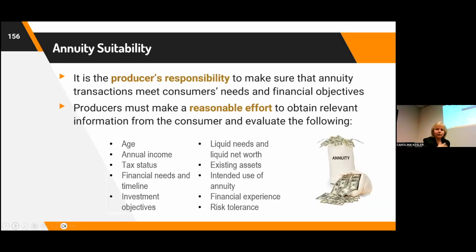It's the producer's responsibility to make sure that the annuity transactions meet consumers' needs and financial objectives. Producers must make a reasonable effort to obtain relevant information from the consumer and evaluate their age, annual income, tax status, financial needs and timeline, their investment objectives, liquid needs and liquid net worth, existing assets, intended use of the annuity, financial experience, and risk tolerance. You know, I'm going fast through this, right? I don't expect you to remember everything. You'll get enough to pass the exam, I promise.